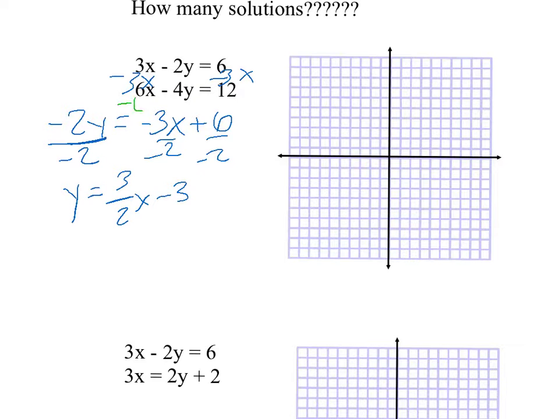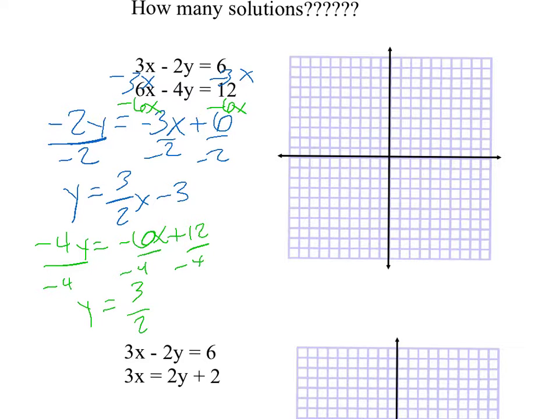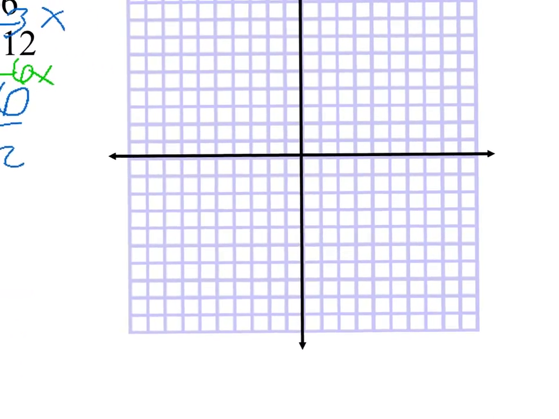The other one I'll do in green, so I move the 6x over this time. So we have negative 4y equals negative 6x plus 12. Divide by negative 4. And we get y equals, this reduces to 3 halves, and this is minus 3. So if you notice, don't tell anybody this yet, but these are exactly the same line. Now you might say to me, they're the same line. I know the answer, but I want you to graph this so that we can see it.